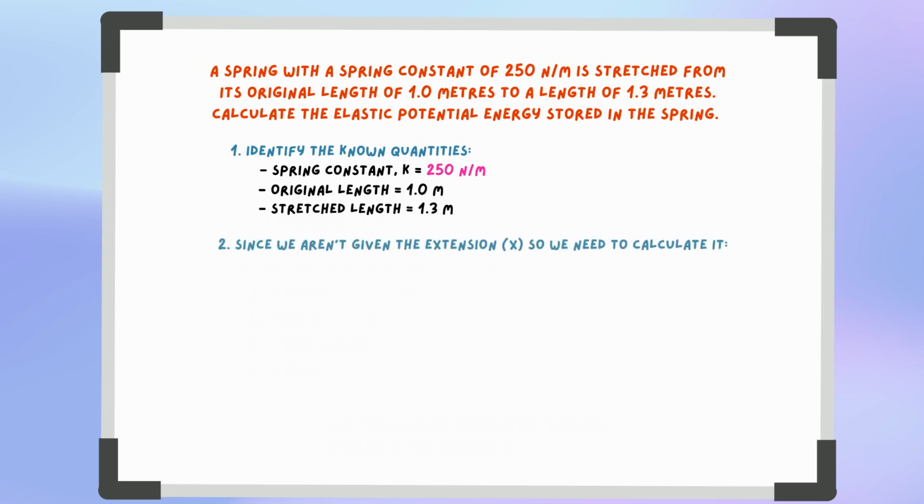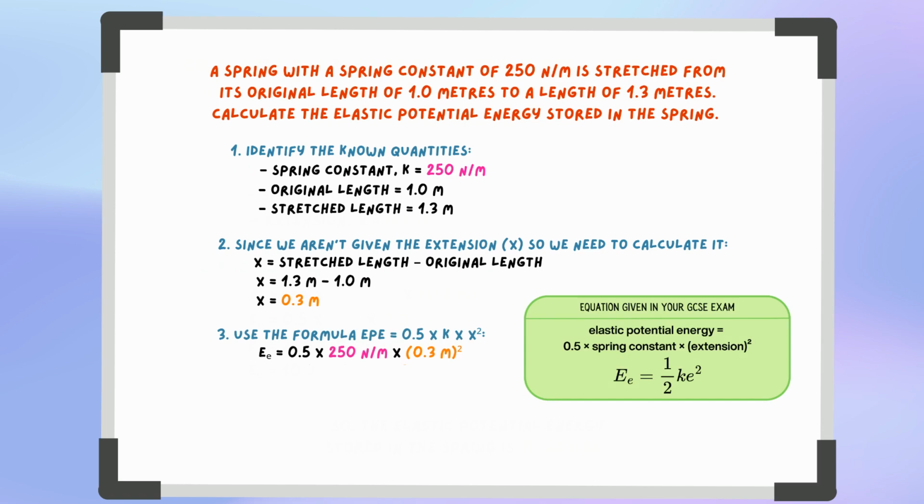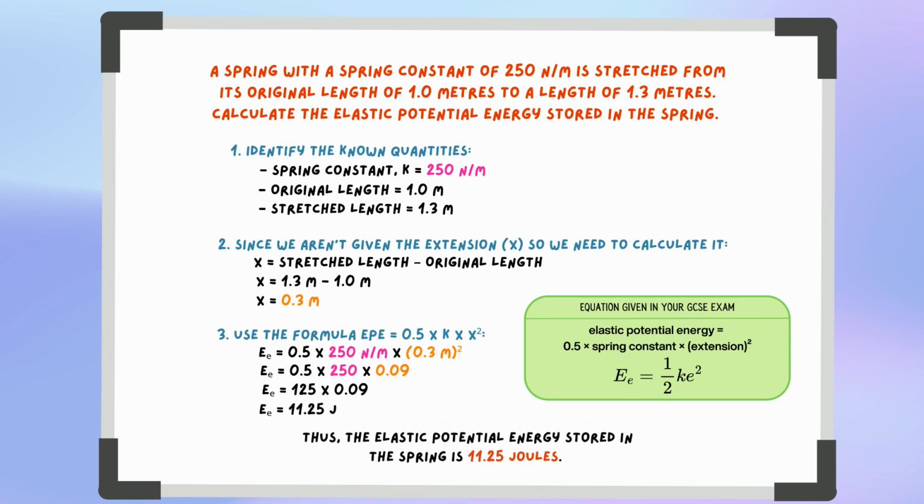In this case, we aren't given the extension, so we need to calculate it by subtracting original length from final length. 1.3 minus 1 gives us a final extension of 0.3 meters. Finally, plug this into the formula. 0.3 squared is 0.09, so we need to do 0.5 times 250 times 0.09. This gives us 125 times 0.09, which finally leaves us with a value of 11.25 joules. Thus, the elastic potential energy stored in the spring is 11.25 joules.